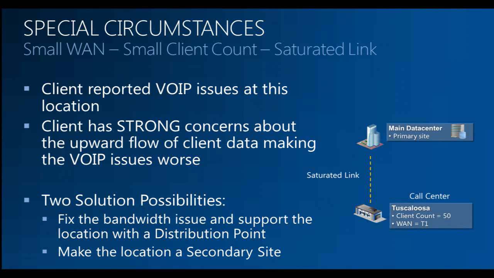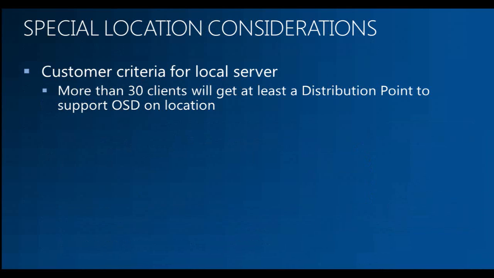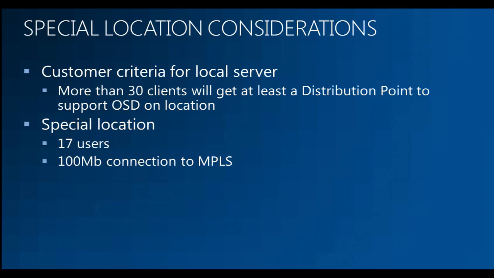All right, one more. We have a special location. The customer criteria for a local server was that 30 clients would get at least a DP to support OSD on location. We have a special location. There's only 17 users. They have a 100 meg WAN pipe.